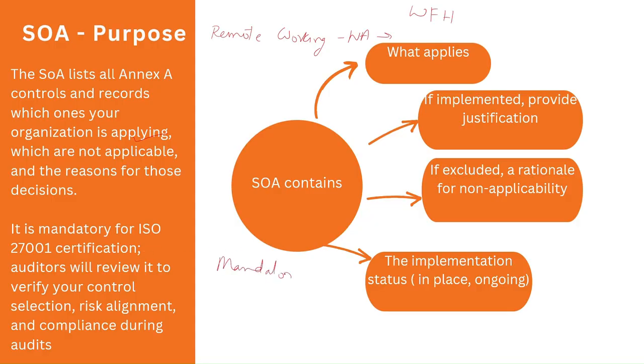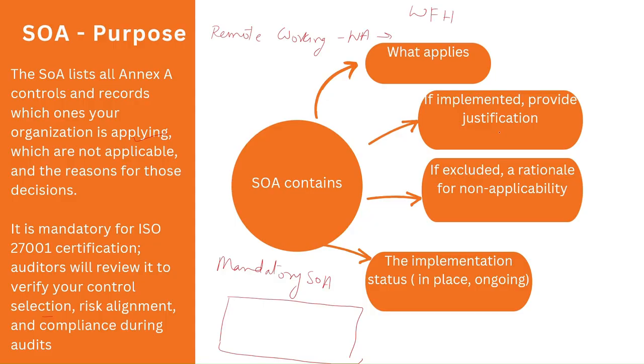This is one of the mandatory documents. If you ask me to name one mandatory document, I would say SOA is one. There are many such, but SOA is one mandatory document. Auditors will review it to verify your control selection, risk alignment, and compliance during audit. So what all will be contained in this SOA document? Let's try to understand it.